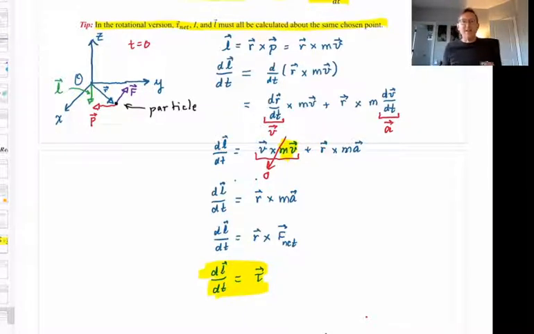So now here's the next thing I want you to do. For this picture, I want you to use the right-hand rule and tell me the direction of the torque, tau, on the particle. Pause the video. Please do the right-hand rule carefully for practice. Get an answer, and when you're ready, come back.